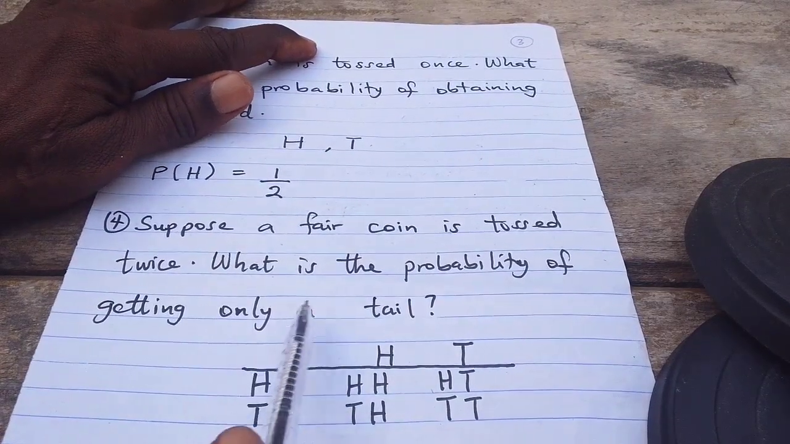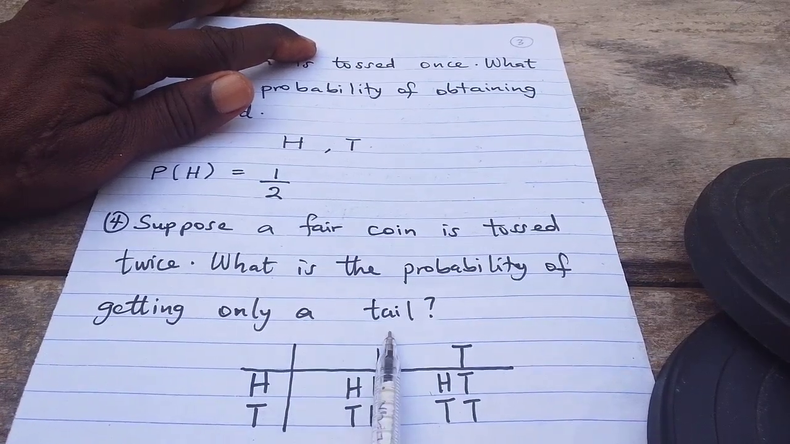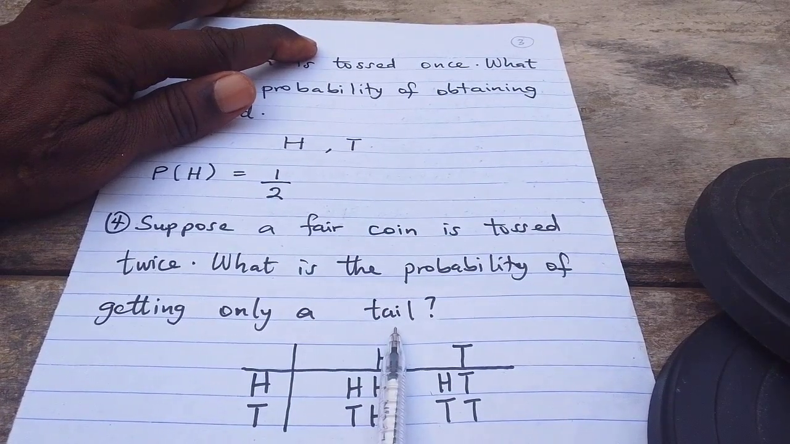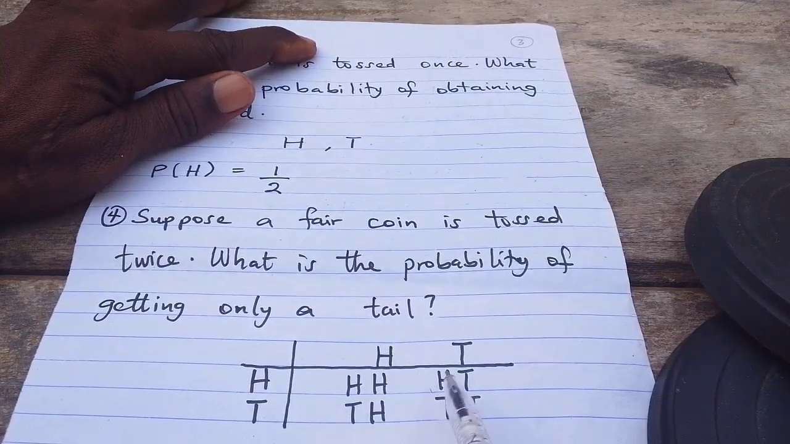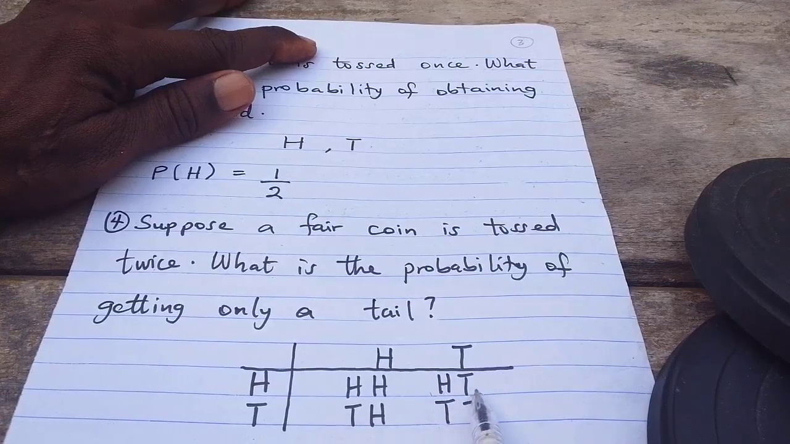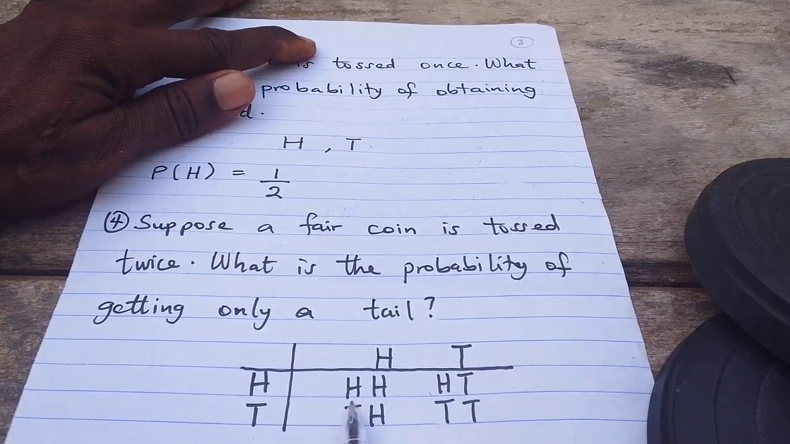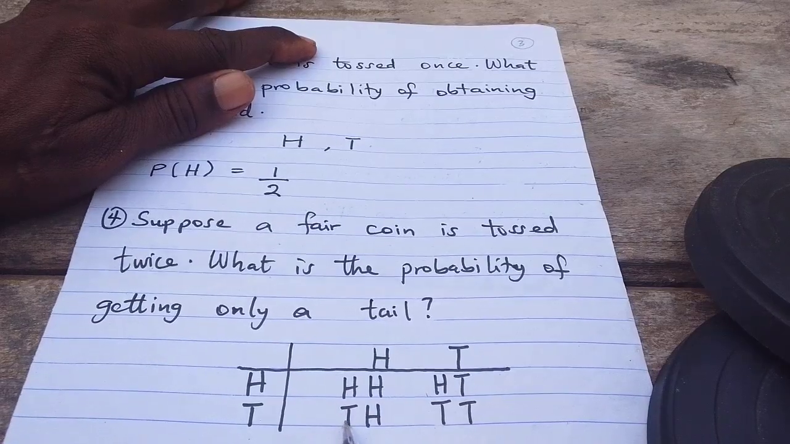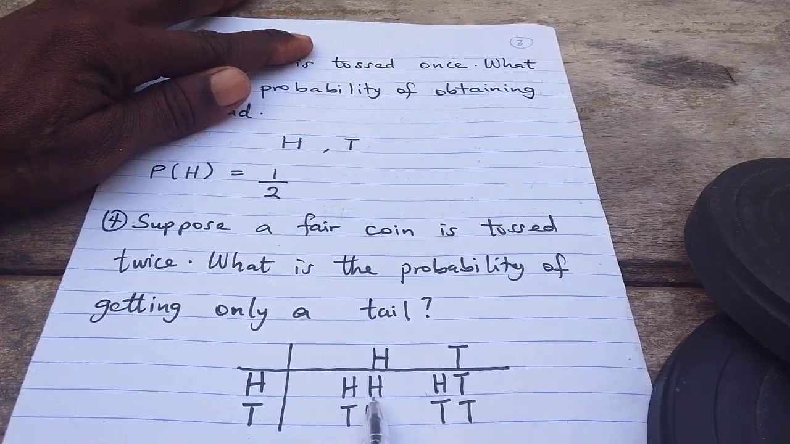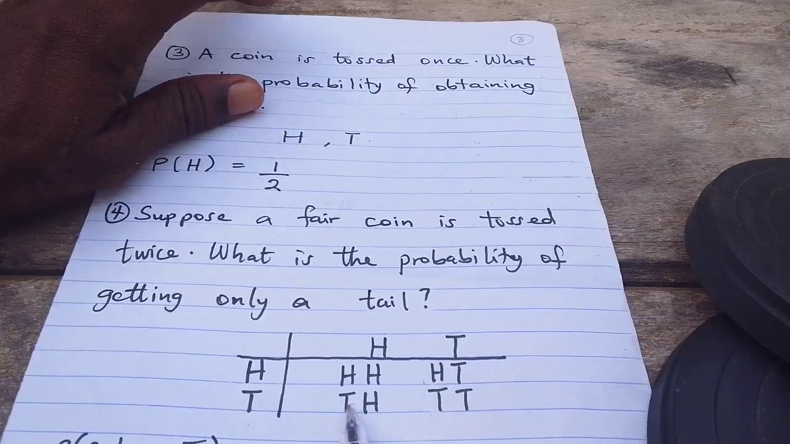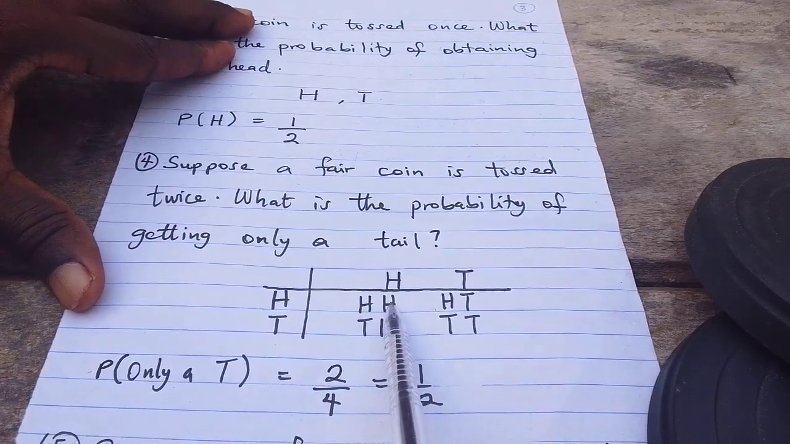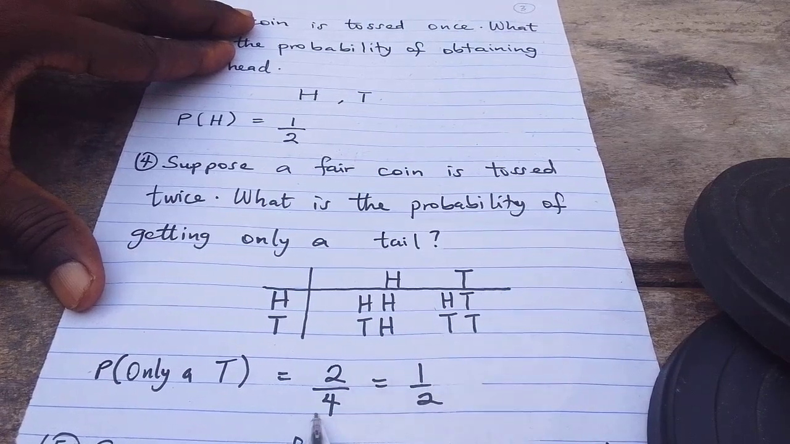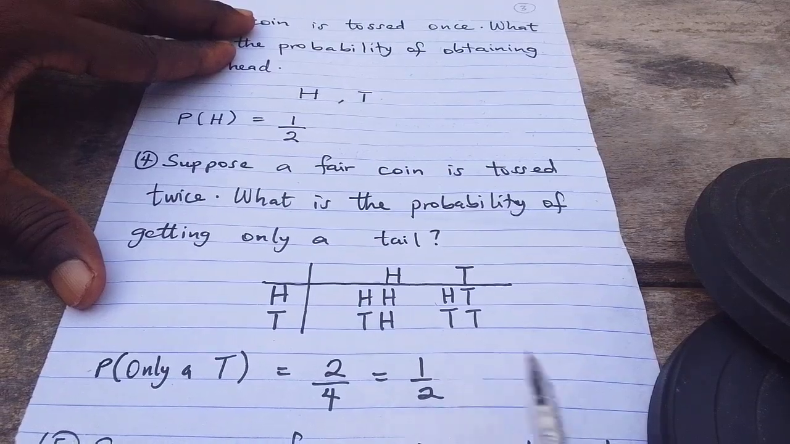So the question now says, what is the probability of getting only a tail? The outcome you are expecting is that you want to get only 1 tail in the result. So here you have head and tail, only 1 tail here. Here also we have tail and head, only 1 tail here. So how many outcomes do we have here? That is 1, 2. So the probability of getting a tail will be what? 2 over the total number of outcomes, 1, 2, 3, 4, 4. When you reduce this to the lowest term, you are going to have 1 over 2.